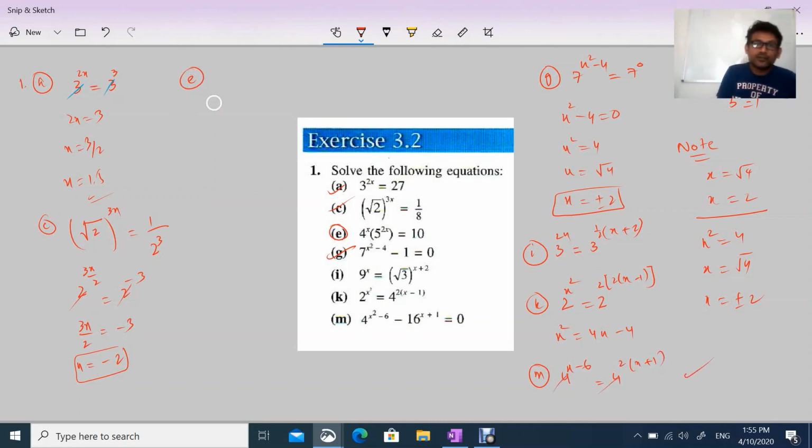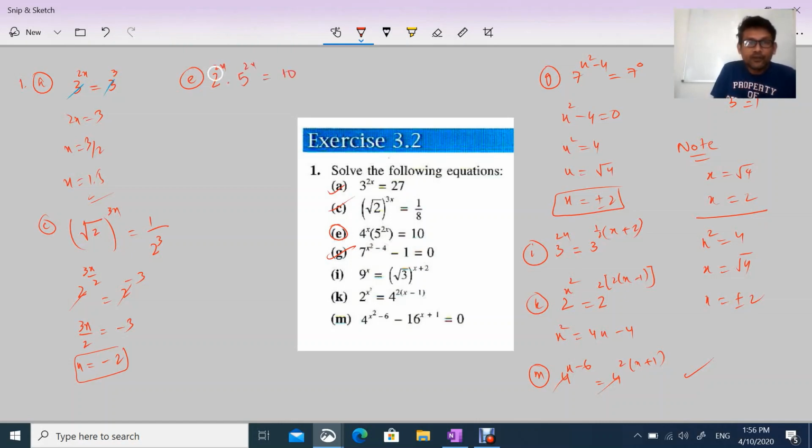Now moving to this e part. This e part, we are having 4 and 5. This is 4 power x and this is 10 here. There is no way to make this a base 4 or a base 5, but 10 is a product of factors 2 and 5. It means I have to think about it. Okay, can you make 4 as 2 power 2x, and this 5 is already 5 power 2x, and this is 10.